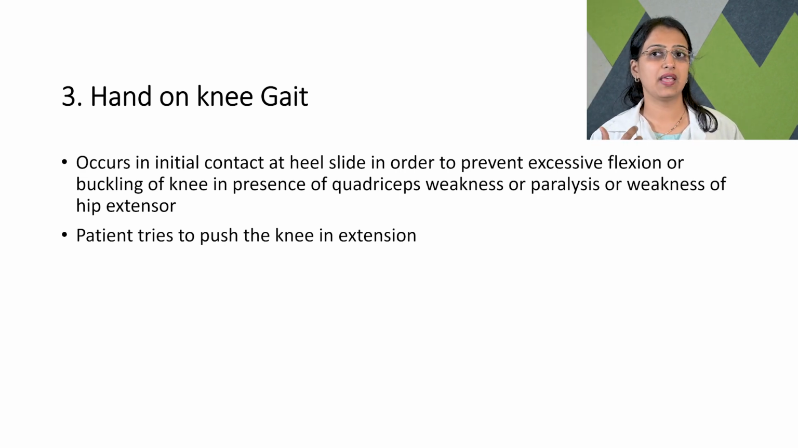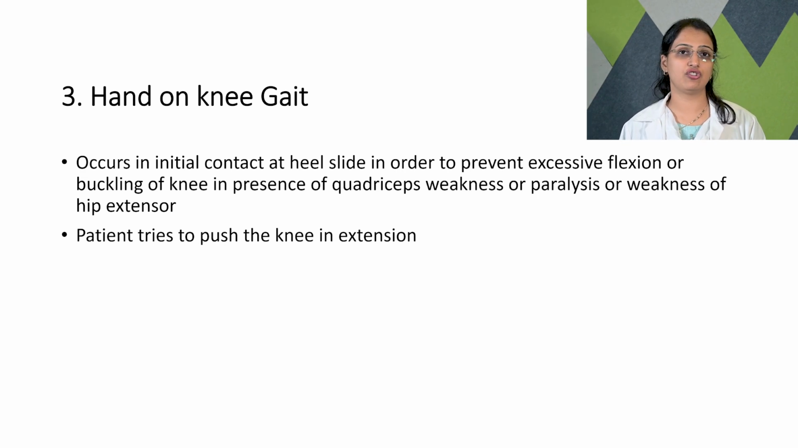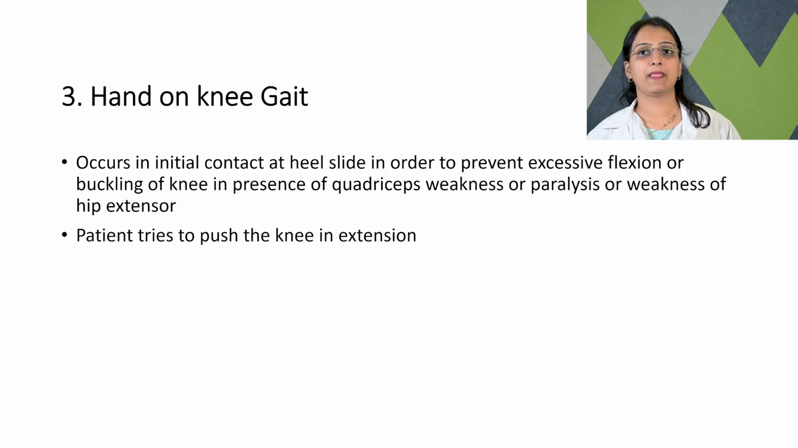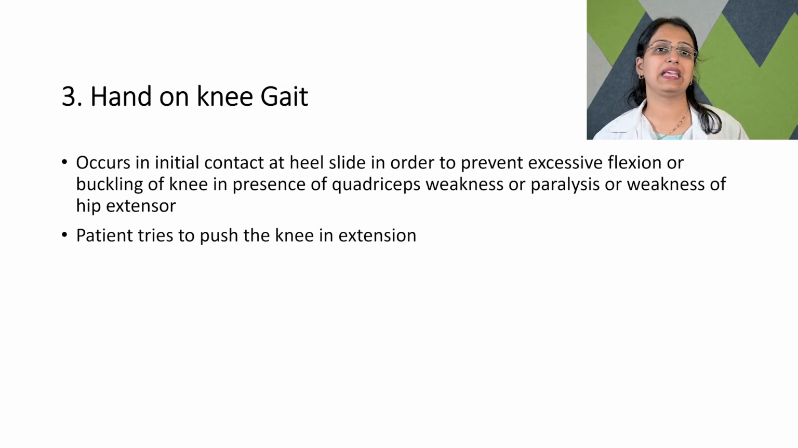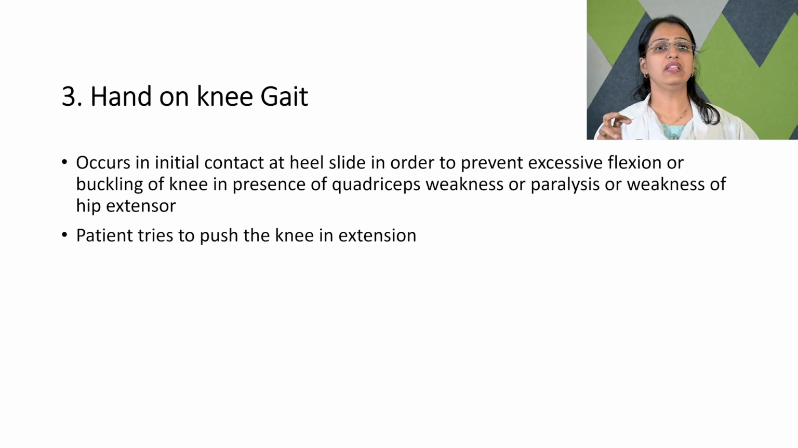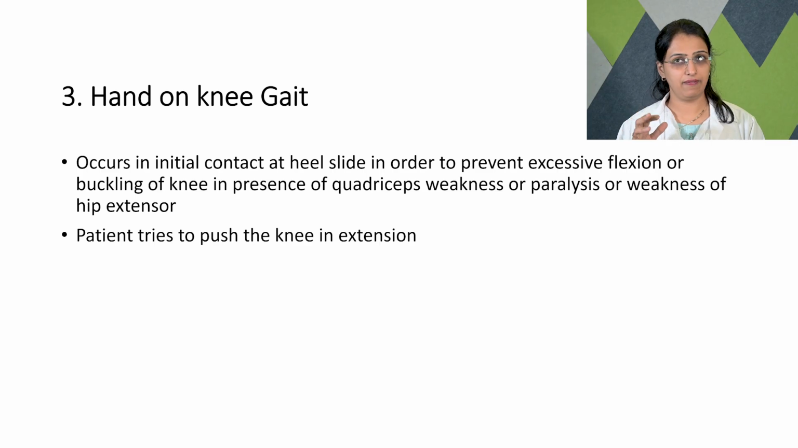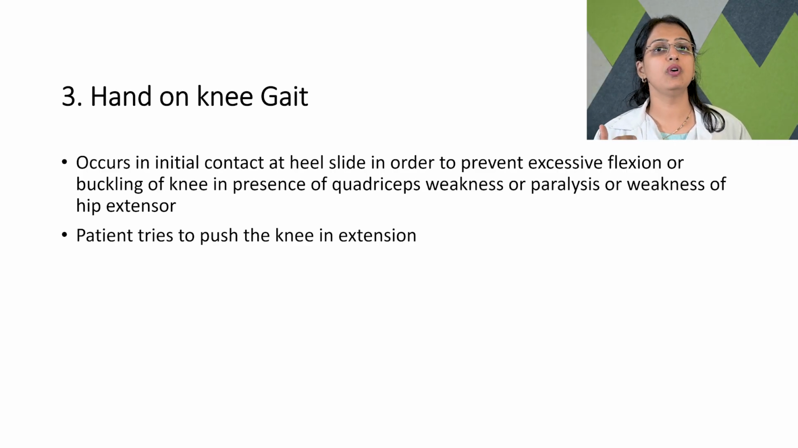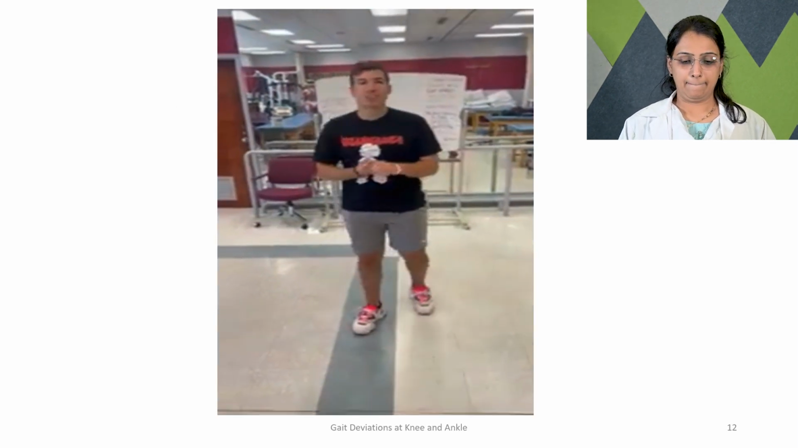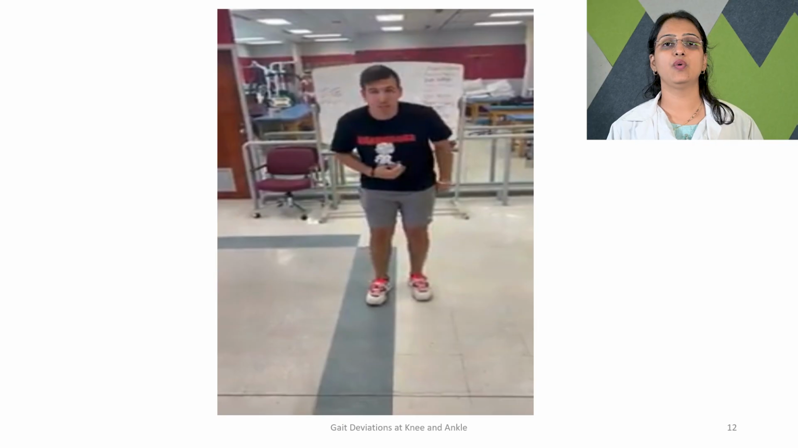Usually, excessive flexion occurs when there is weakness in the quadriceps group of muscles, or paralysis or weakness in the hip extensor group of muscles. At that time, what happens? There is excessive flexion of the knee joint, and to prevent that excessive flexion, the patient tries to push the knee into the extended position. See this. See how he is walking.